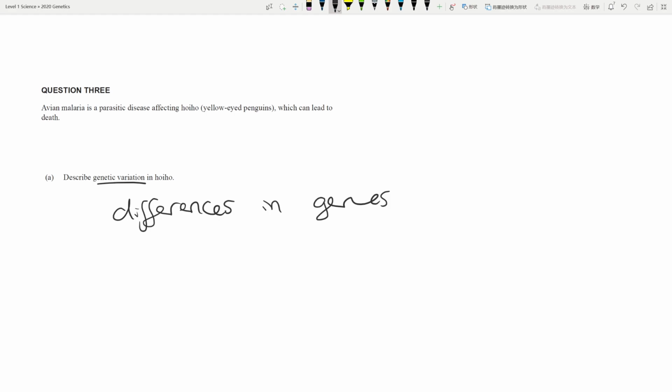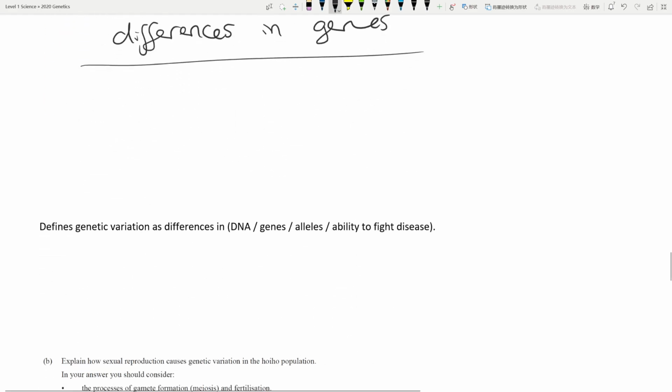phenotype, genotype, allele, genes, DNA, genetic information. That's anything that we accept, I'm pretty sure, in this particular order. So it doesn't really matter. So it's just differences. Variation just means differences in any one of these.